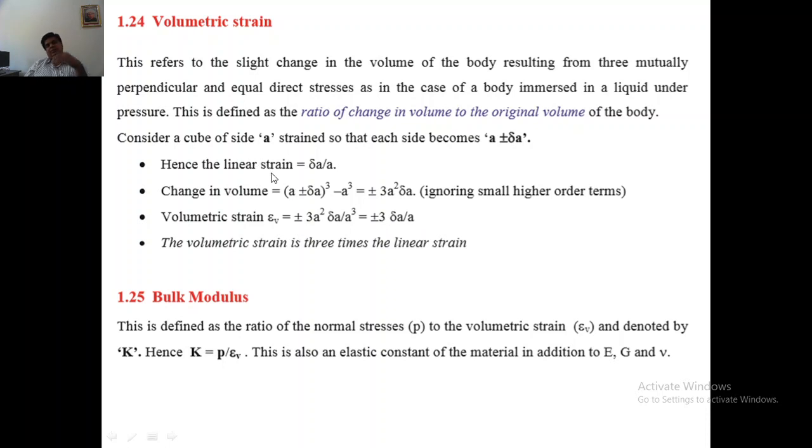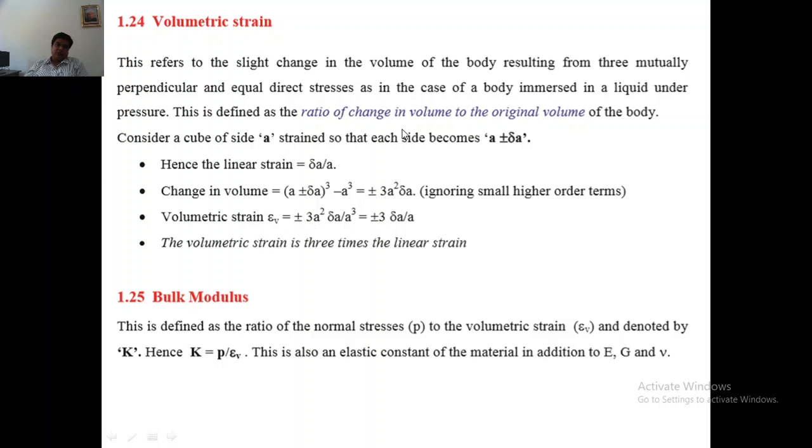So linear strain is nothing but the change in the length in one direction. Volumetric strain means change in the lengths in all the directions, that is x-axis, y-axis and z-axis. So it is found that volumetric strain epsilon v is equal to 3 times the axial strain, or linear strain, or the strain in one direction. So you can say that volumetric strain is 3 times the linear strain. Linear strain means strain in one direction, x or y or z. Volumetric strain means it is the change in all directions simultaneously.